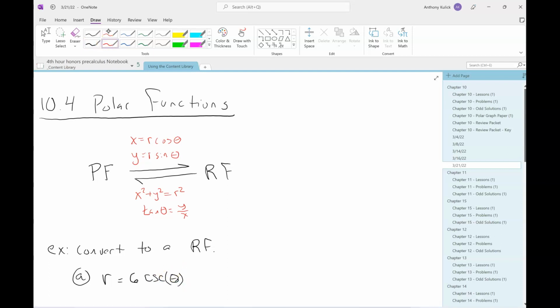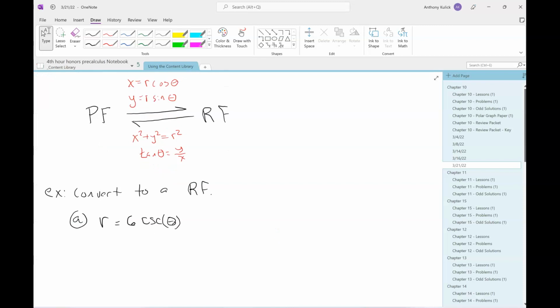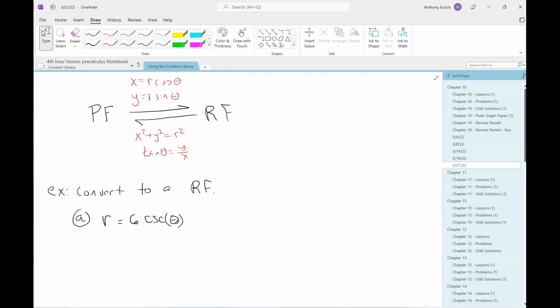So let's do some examples of converting back and forth between polar functions and rectangular functions. Our first one, we're told r is equal to 6 cosecant theta. Now you should recognize right away that this has to be a polar function because it's defined in terms of r and theta. The convention for a polar function is that r is the dependent variable and theta is the independent variable.